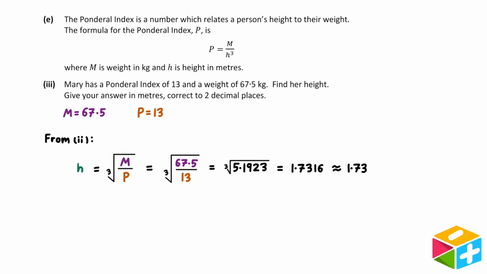Rounded to 2 decimal places, we found that h is equal to 1.73. h represents the height in meters, so our unit here is meters. So our final answer is that Mary's height is 1.73 meters.